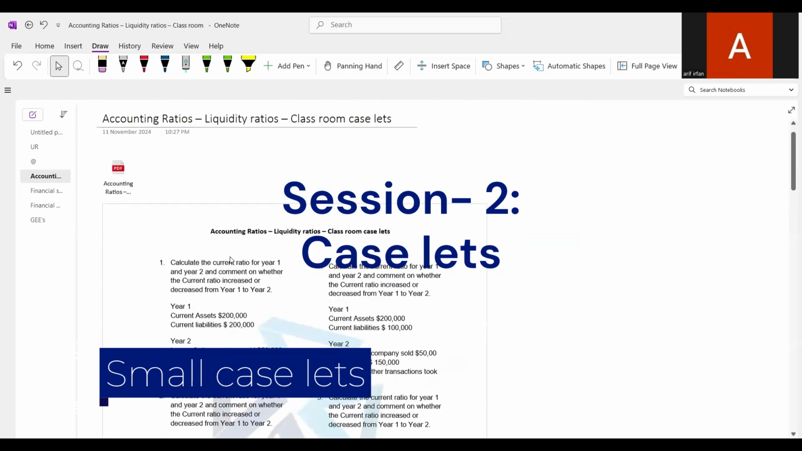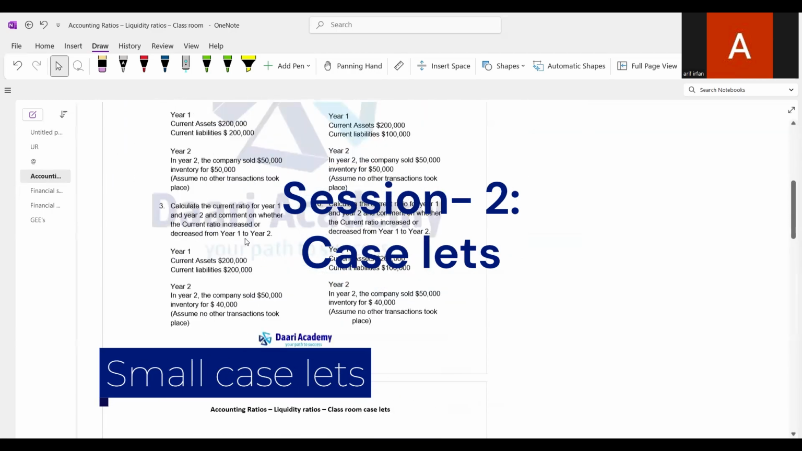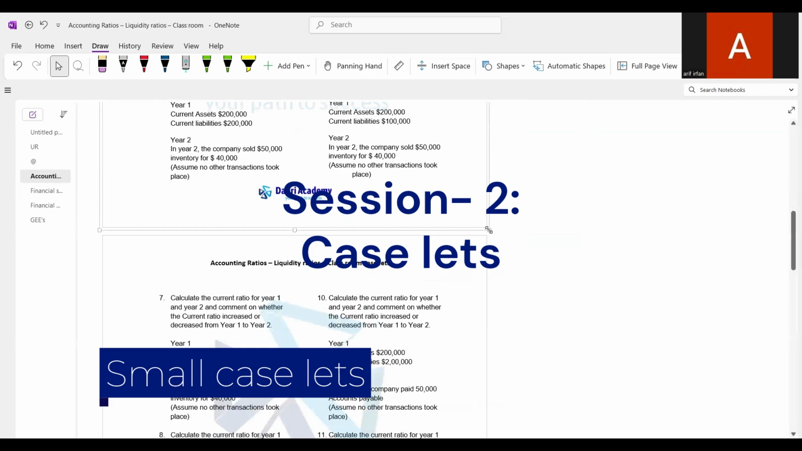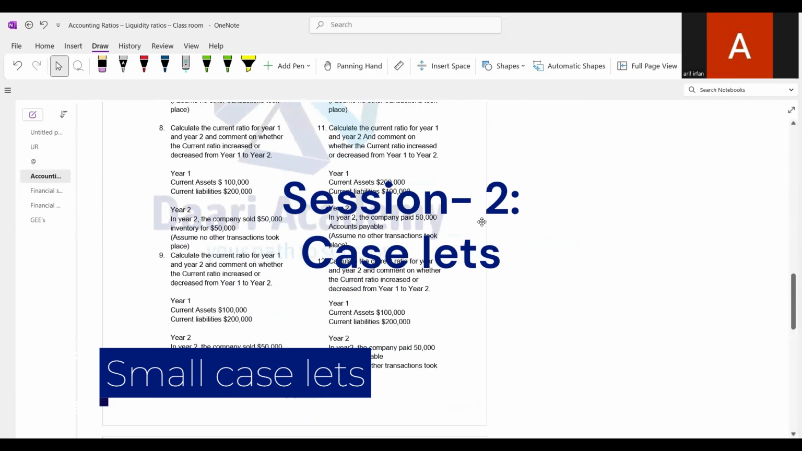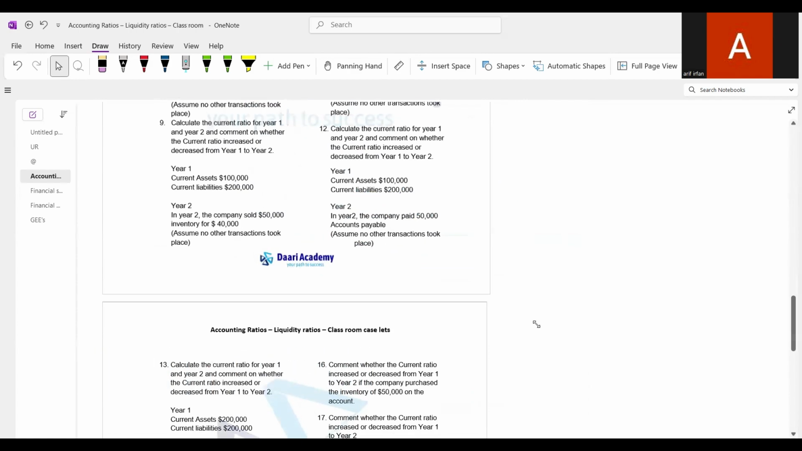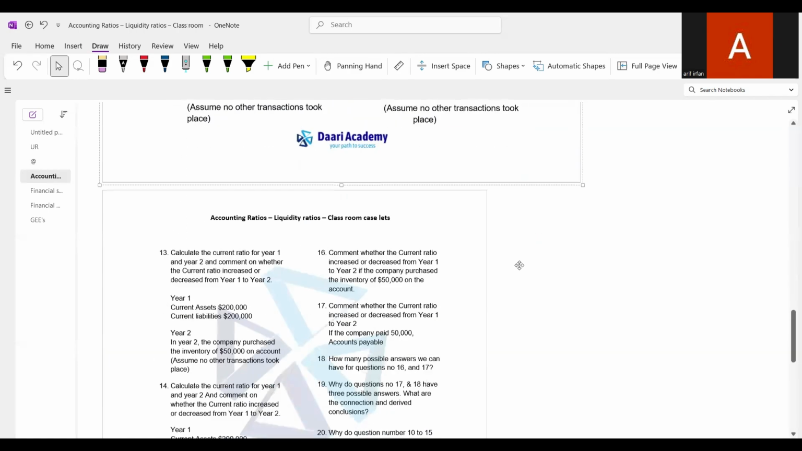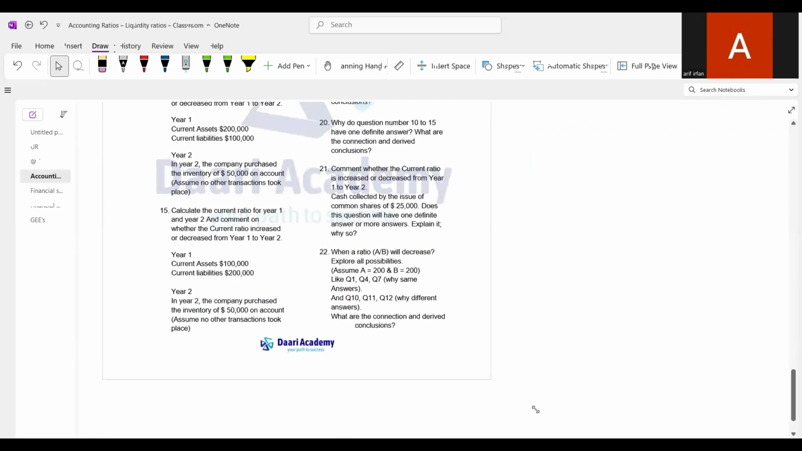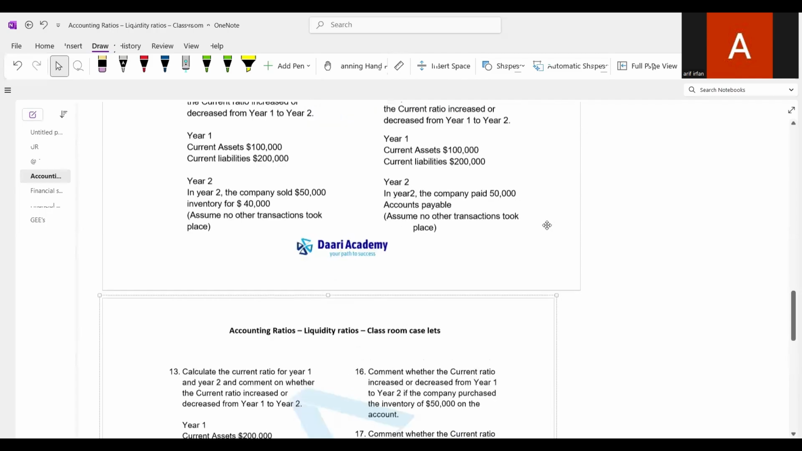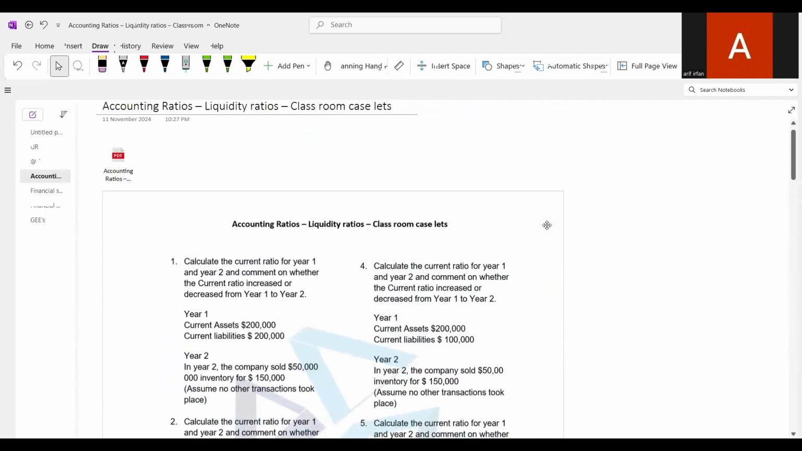Now my focus is on this. So let's solve the case. My focus is on current ratio, that is current asset by current liability. What is the meaning of that? I have also explained that to you. Now we have these transactions caselets that we will be focusing on. So now we read question number one.